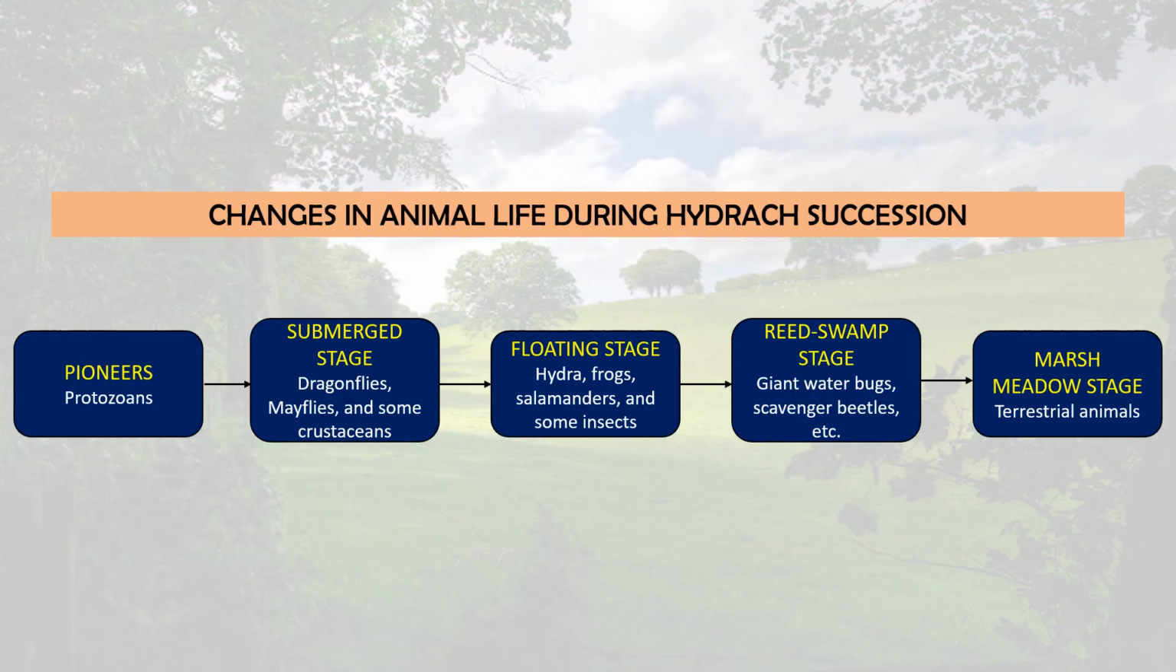Now, during this succession, there are progressive changes in the plant life, starting from pioneers to the climax forest stage. But animals also develop in the same manner. So there are also some changes in the animal life during this succession. So it goes through five stages.